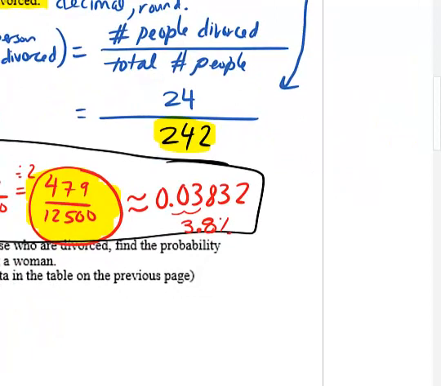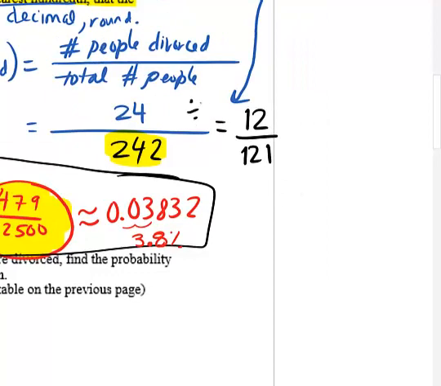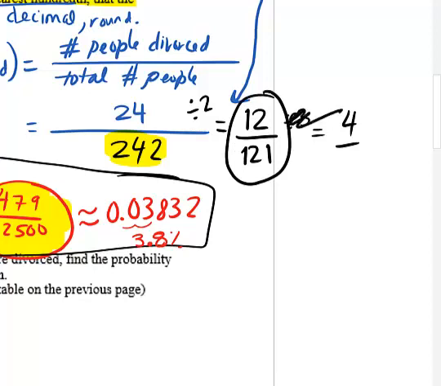Is 242 divisible by 4? No. I think the only thing you can do is reduce this by 2, to 12 and 121. But actually, I think these are both divisible by 3 now. That's 4 over, let's see, 121 divided by 3 is... Oh, no, never mind. I guess that's it. Sorry, I was thinking of something else. So 12 out of 121 chance, but they said they want it rounded to the nearest hundredth.